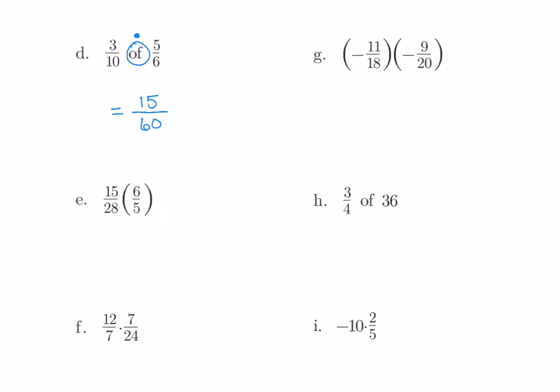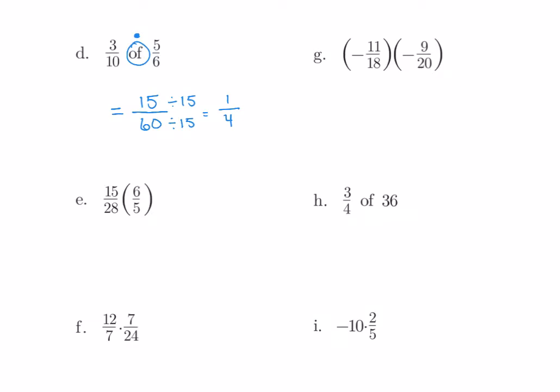Now, 15 and 60 do have common factors. In fact, they are both divisible by 15. And so we want to divide top and bottom by 15. And if we do this, we get 1 over 4. Now, these were not horrible numbers to work with, and so multiplying and then canceling was pretty easy. But let's go ahead and talk about another way that we can do this.